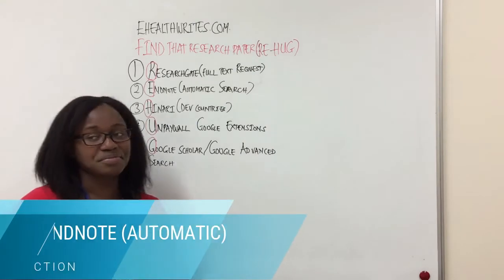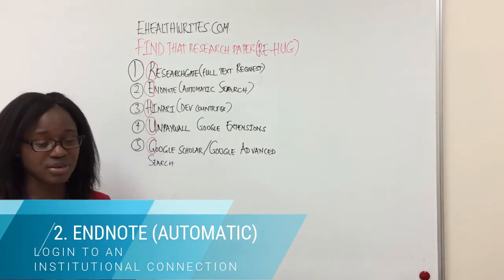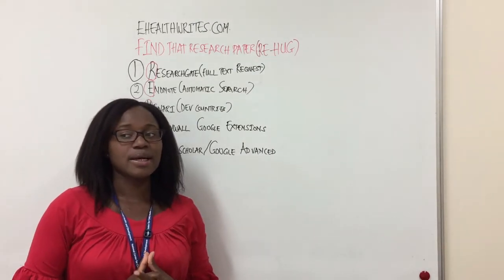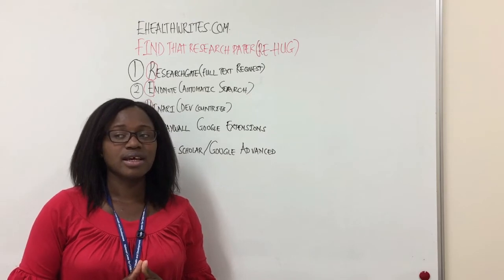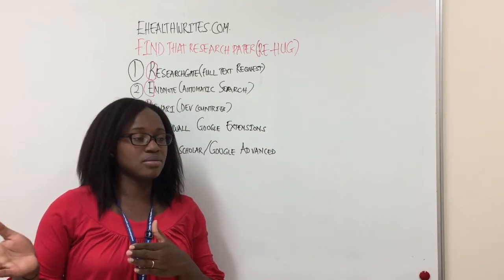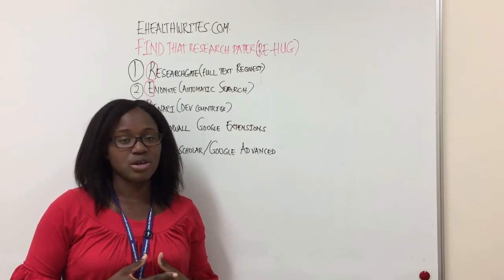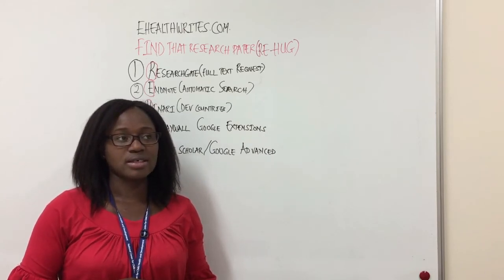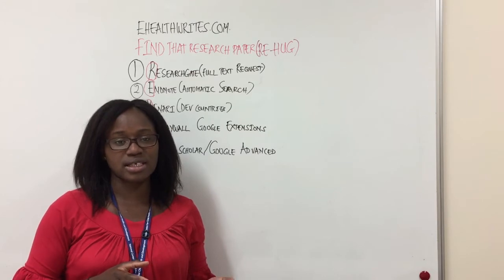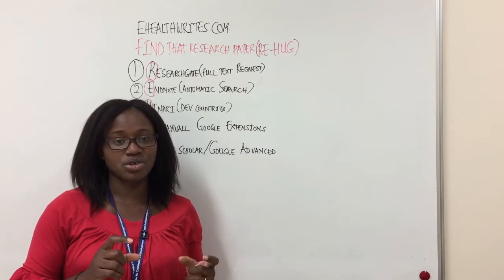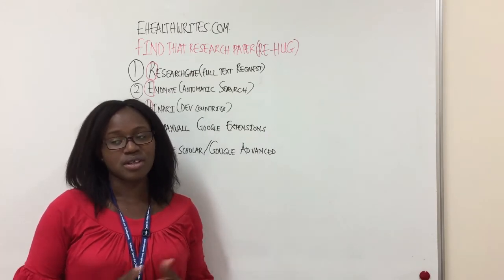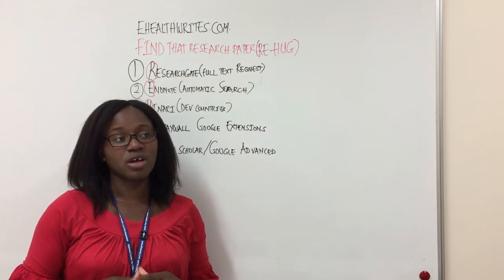Then EndNote. If you use EndNote, that's another very valuable resource. You can import the title and the abstracts into the EndNote file, and the EndNote file has an automatic search option. You can just search for the full text of the papers you're looking for.